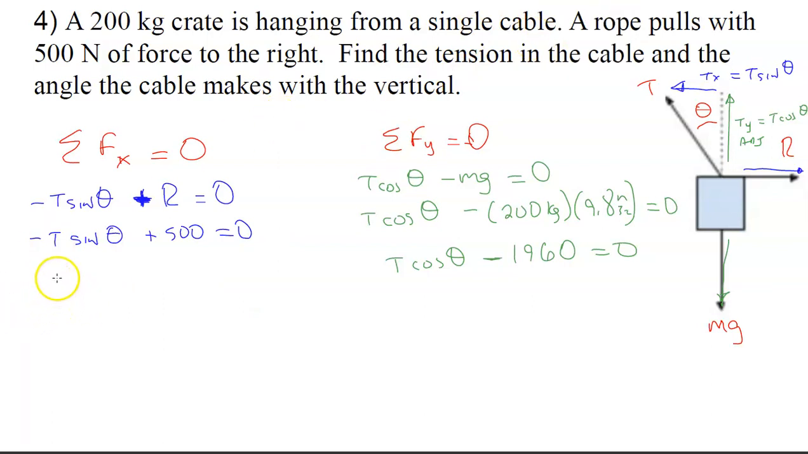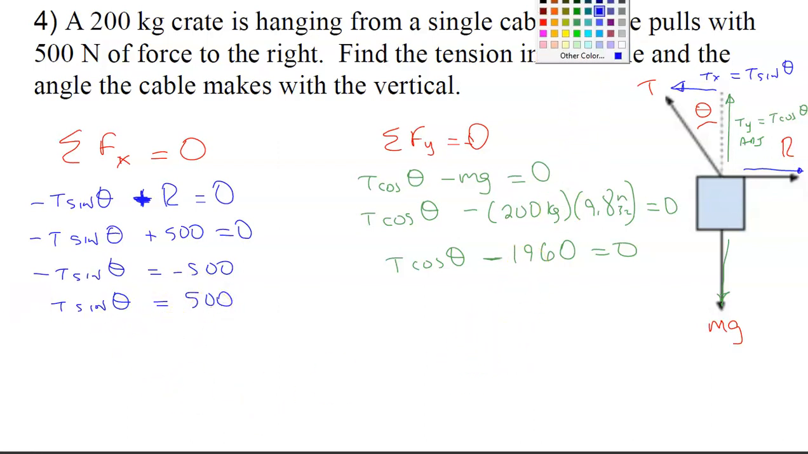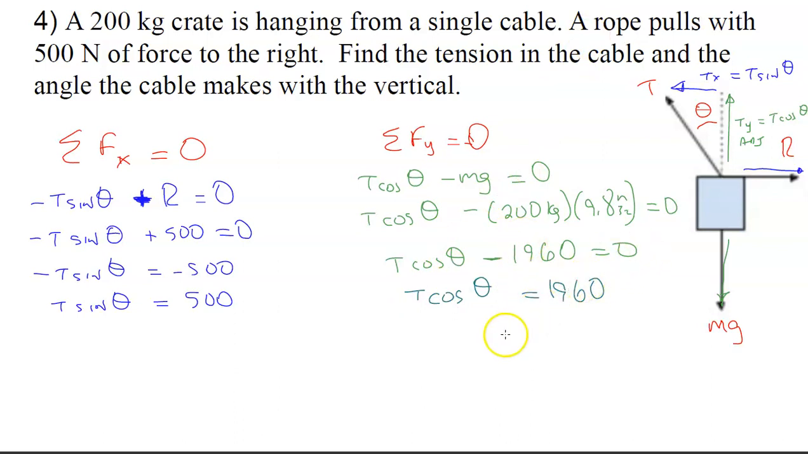How about if we say negative t sine theta equals negative 500, and then I could get rid of those negative signs. t sine theta equals positive 500. Multiply both sides by negative 1 right there. And then we'll do the same thing with the green equation. We will write t cosine theta equals 1960. Just add that to both sides.